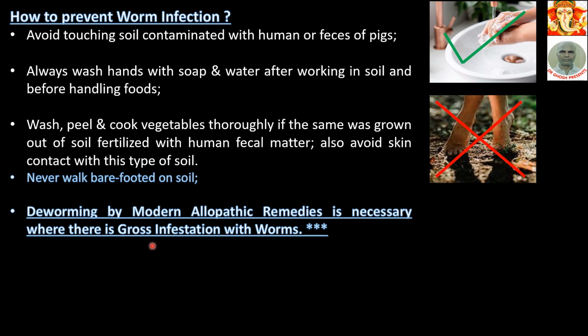Always wash hands with soap and water after working in soil and before handling food. Same thing, wash, peel, and cook vegetables thoroughly. When you cook the vegetables thoroughly, the high temperature and long-standing heat kills the larvae, if there is any, if the same was grown out of soil fertilized with human fecal matter.